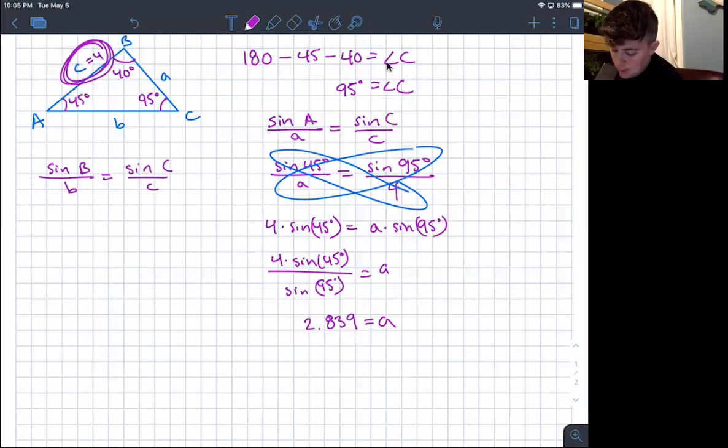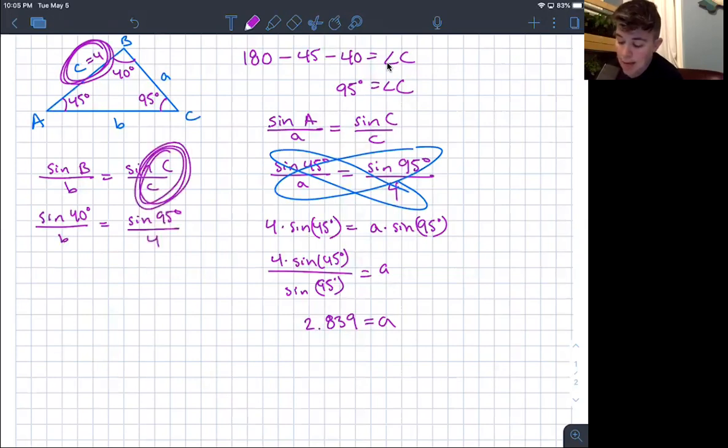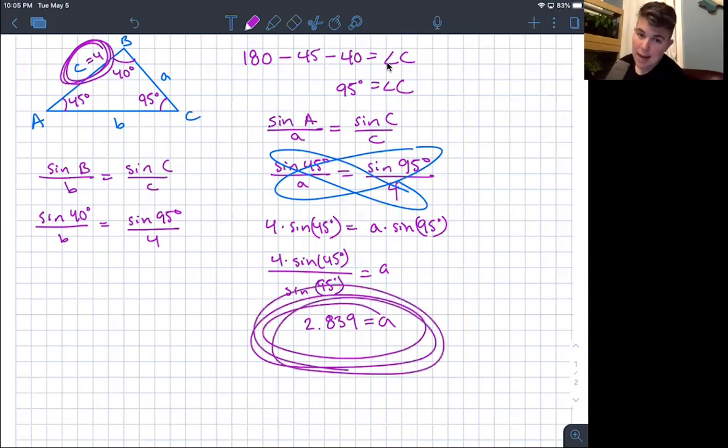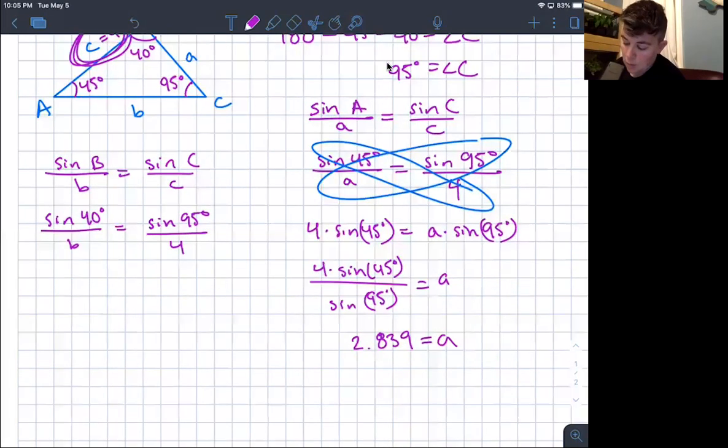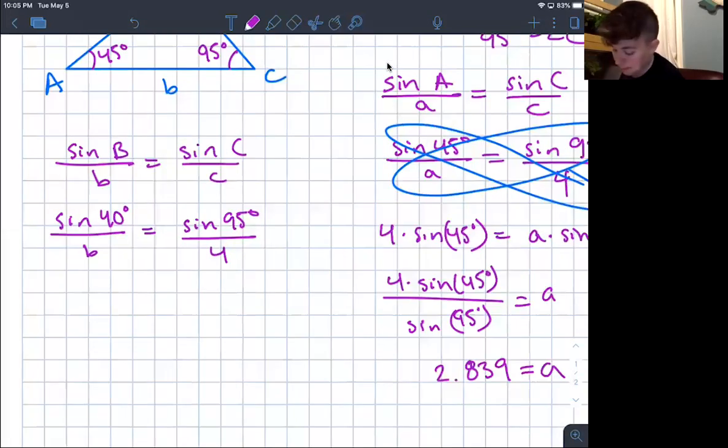So that's going to be the sine of 40 over B equals the sine of 95 degrees over 4. And technically, guys, you could use sine of A over A, but I always go back to the one that I know for sure, just in case I messed that guy up. I'm not going to put a wrong ratio up here. So I like to go back to the one that I know. So I'm using sine of C.